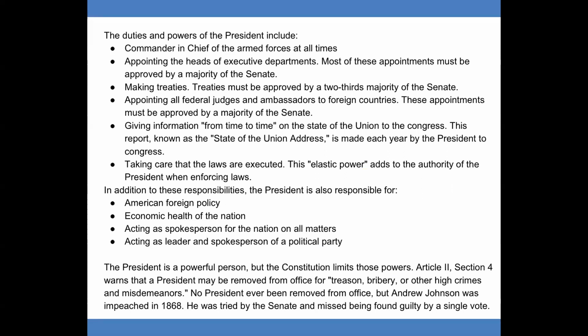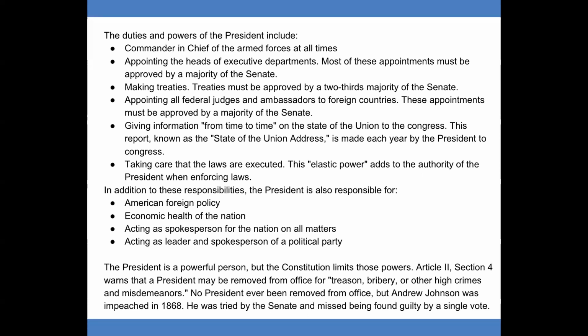This report, known as the State of the Union Address, is made each year by the President to Congress. The President is also responsible for taking care that the laws are executed. This elastic power adds to the authority of the President when enforcing laws. In addition to these responsibilities, the President is also responsible for American foreign policy, the economic health of the nation, acting as spokesperson for the nation on all matters, and acting as leader and spokesperson of a political party.